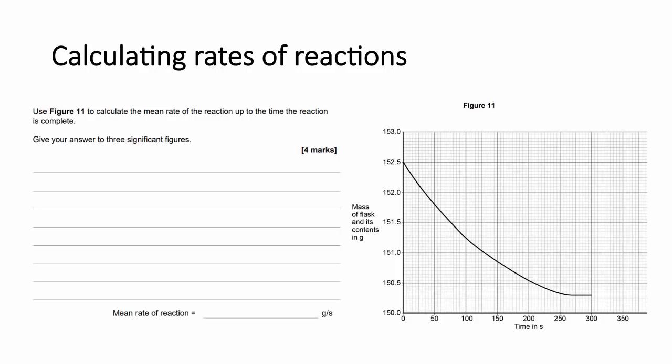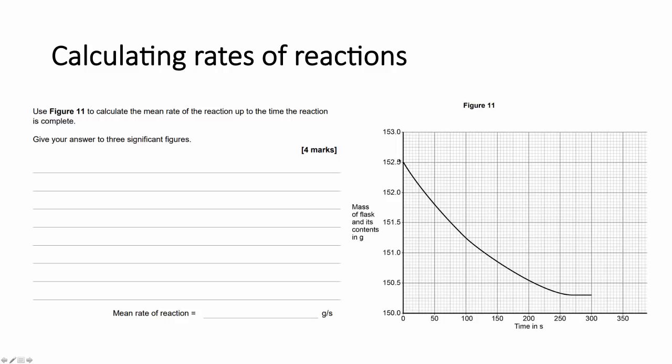Here's a worked example taken from the specimen paper of the new spec. It asks to use figure 11 to calculate the mean rate of reaction up to the time the reaction is complete. So we need to identify when the reaction is complete, and we can see that because the mass of the flask and its contents no longer decreases. So that's going to be at 270 seconds.